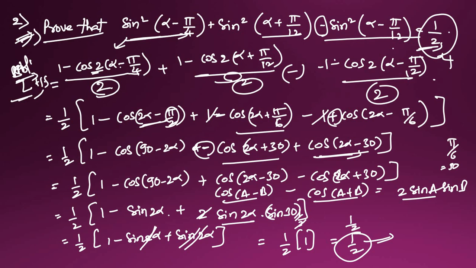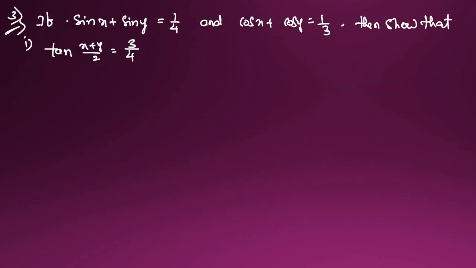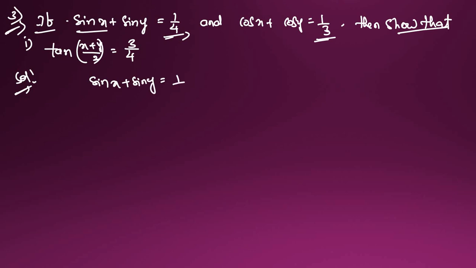Now moving to the third question. The third question is given that if sin x plus sin y is equal to 1 by 4 and cos x plus cos y is equal to 1 by 3, then show that tan of (x plus y) by 2 is equal to 3 by 4. Now the solution will come like this. First one is sin x plus sin y is equal to 1 by 4, I will take this as the first one, and cos x plus cos y is equal to 1 by 3, I will take as the second one.